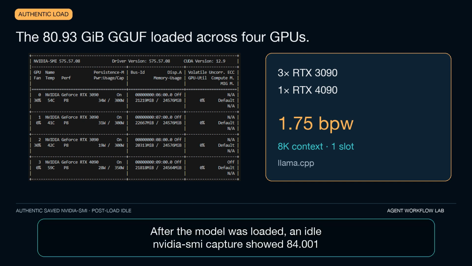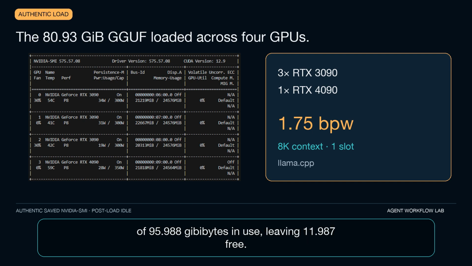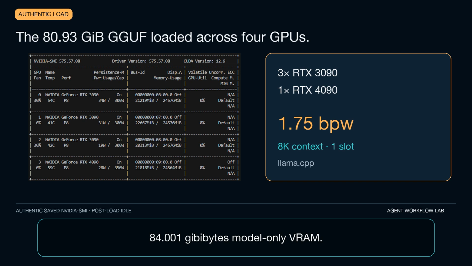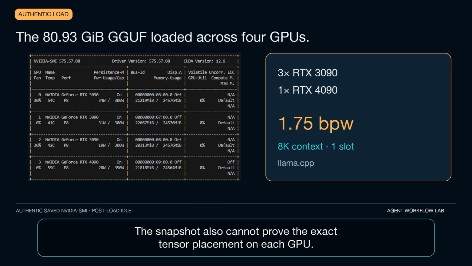After the model was loaded, an idle NVIDIA SMI capture showed 84.01 of 95.988 GB in use, leaving 11.987 free. That is an absolute system-wide loaded state measurement. We did not capture a preload baseline, so it is not valid to call 84.01 GB model-only VRAM. The snapshot also cannot prove the exact tensor placement on each GPU.